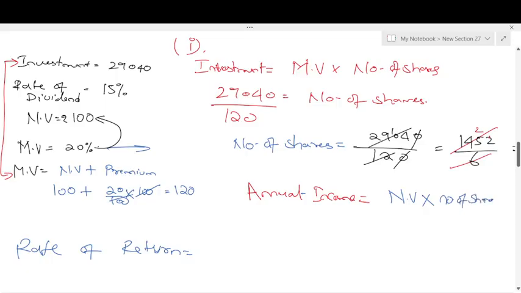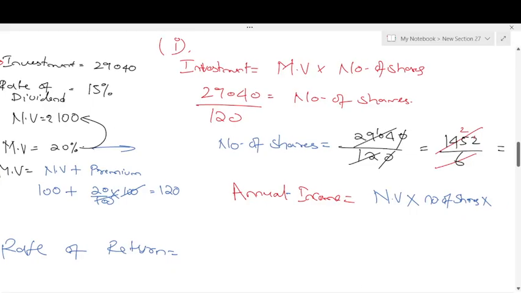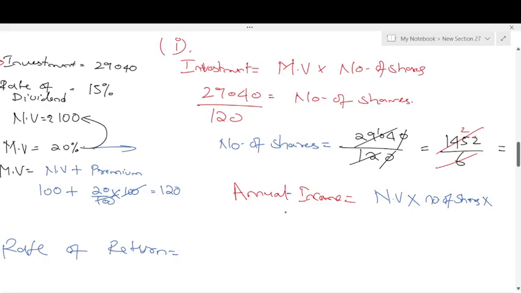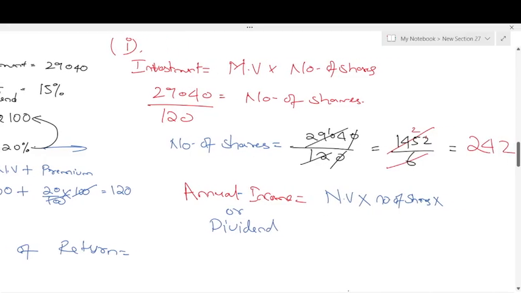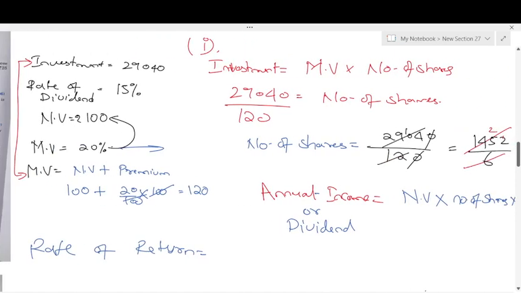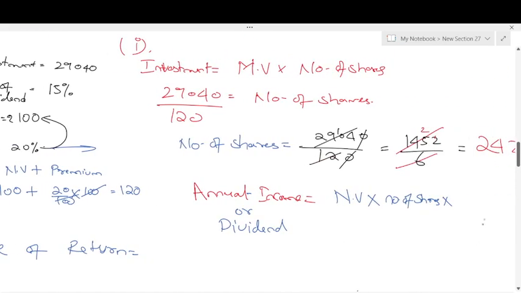Nominal value into what? Yes, rate of dividend. Annual income is also known as dividend. So for dividend, we always use nominal value. Nominal value into number of shares into rate of dividend. How much is rate of dividend? 15%. Very good. 15. Rate of dividend. I'll write like this. So nominal value is 100. Number of shares is 242 into 15 divided by 100. 100 and 100 get cancelled. This will give you the answer.